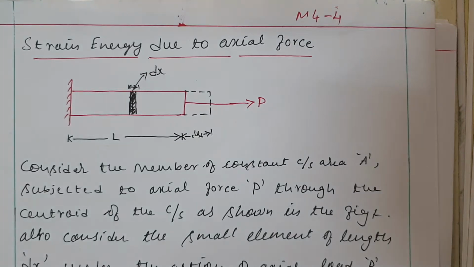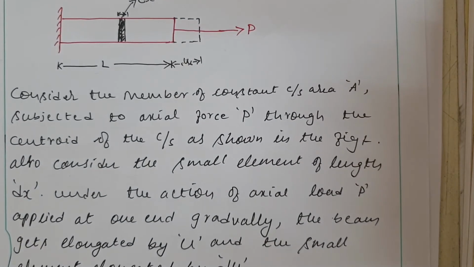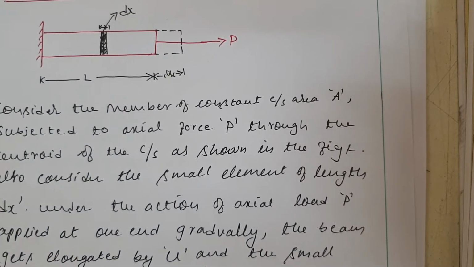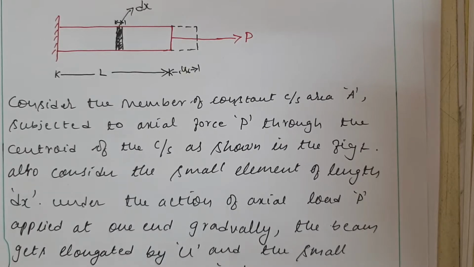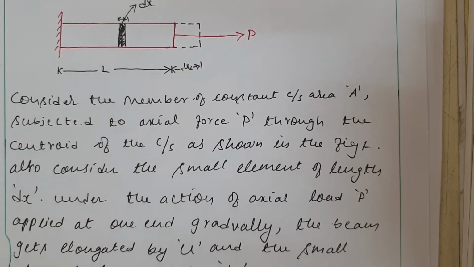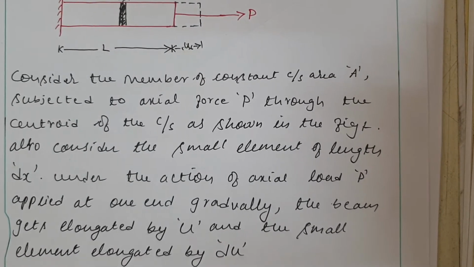Hello and welcome. Today we will see a derivation related to the strain energy due to axial force or axial load. For that, I am considering a member of constant cross-sectional area subjected to the axial force throughout the centroid of the cross-section as shown in the figure. Also, I am considering a small element of length dx under the action of axial load P applied at one end. Gradually the beam gets elongated by U and the small element gets elongated by du.